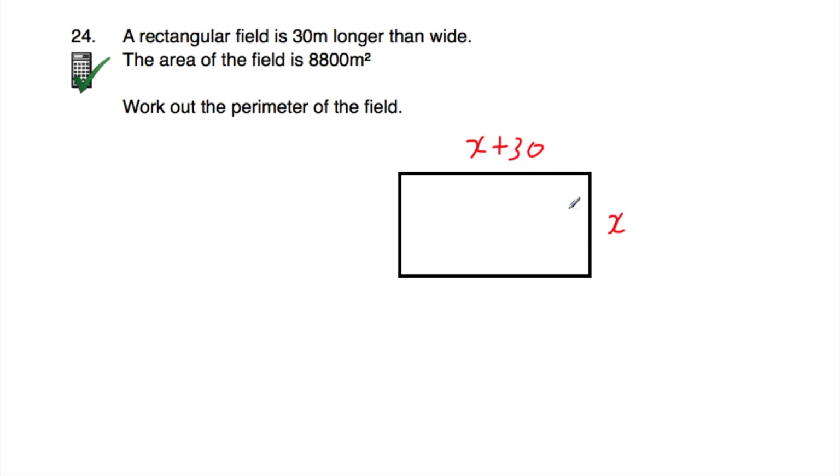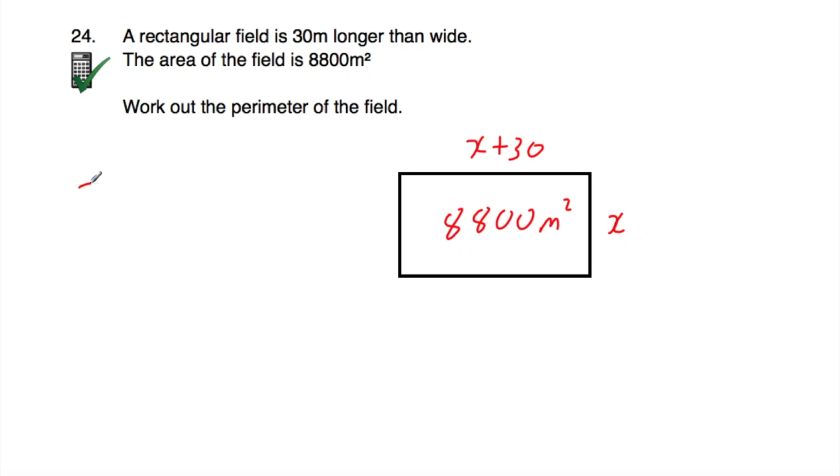Okay, so we've got expressions for the width of the rectangle, which is x, and the length, which is x plus 30, because it's 30 meters longer than it is wide. And we know its area is 8,800 square meters. Now in terms of the area of a rectangle, we find that by doing the length multiplied by the width. So if we multiply the length by the width, we get the area.